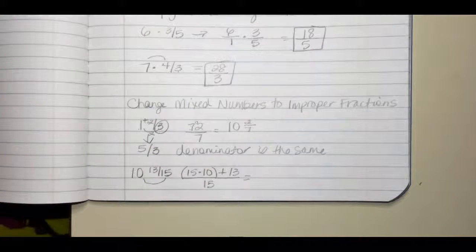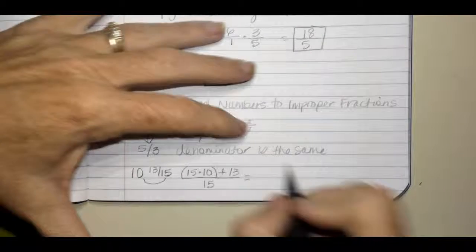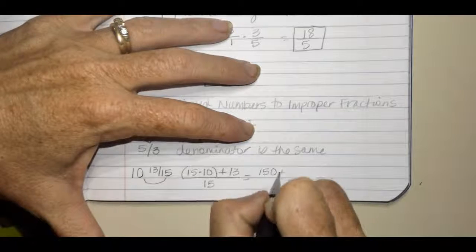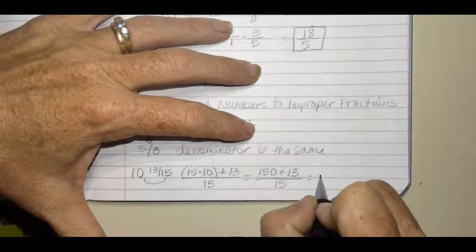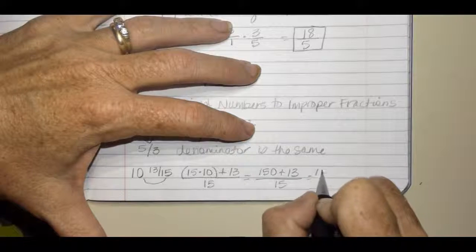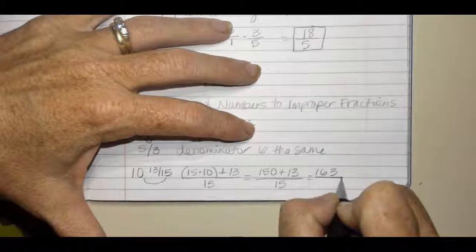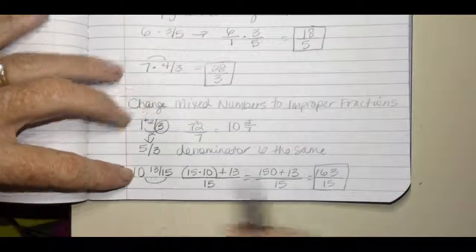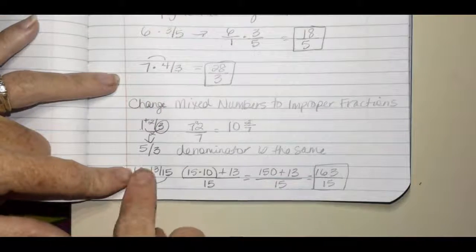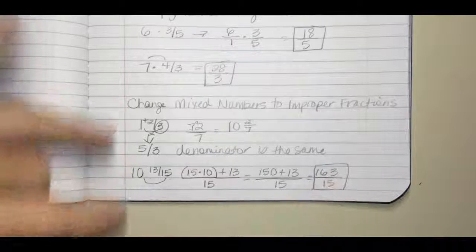So Emily, what's 15 times 10? 15 and put a 0 on the end of it. 150 plus 13. What's 150 plus 13? 163, right? Okay. So these two fractions are equivalent. This is the mixed number. This is the improper fraction.